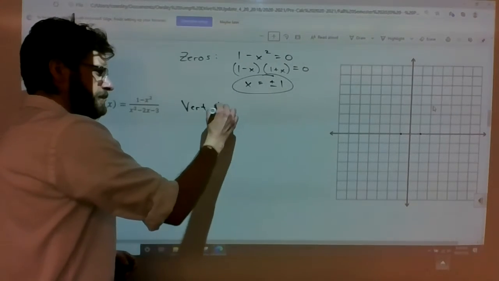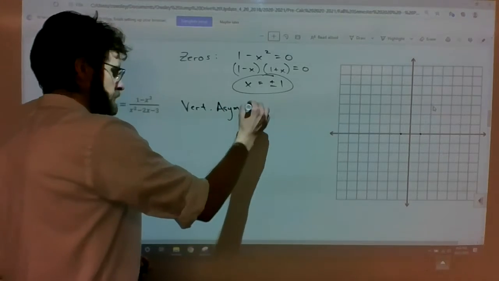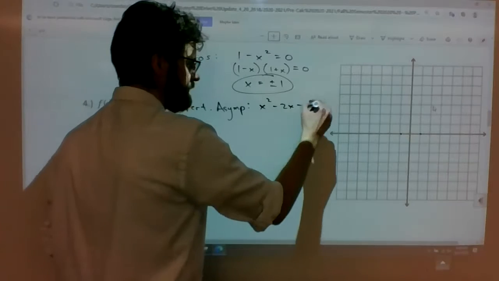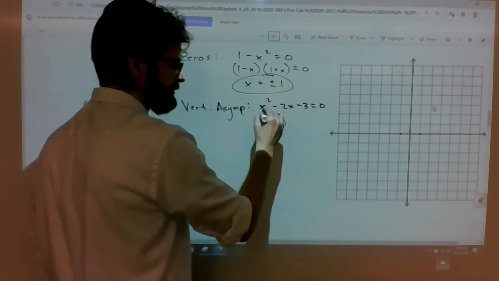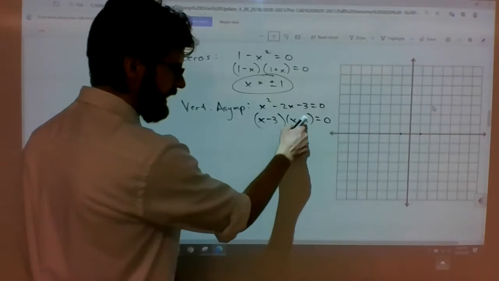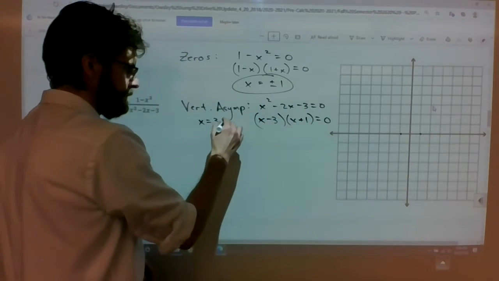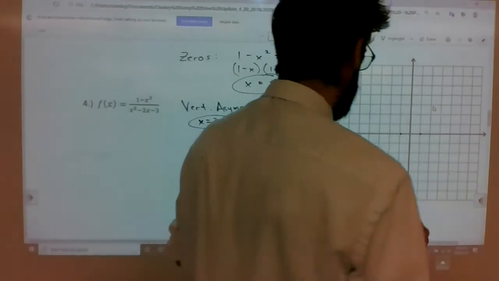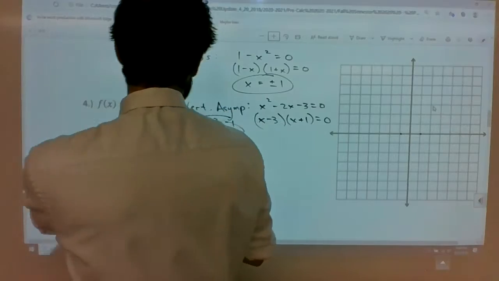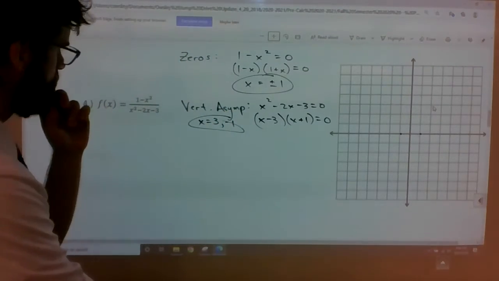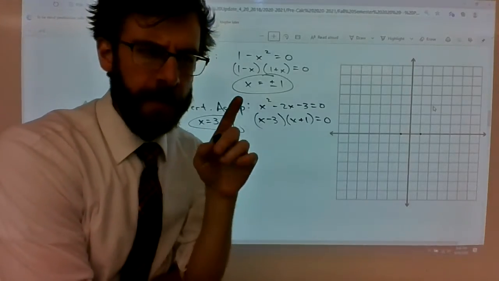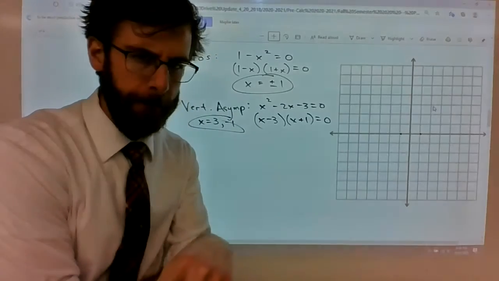Vertical asymptotes. Set that bottom equal to 0. Factorable: x minus 3, x plus 1. +3, -1. Wait a second. How can I have a 0 and an asymptote in the same spot?